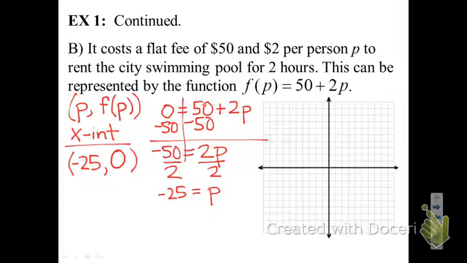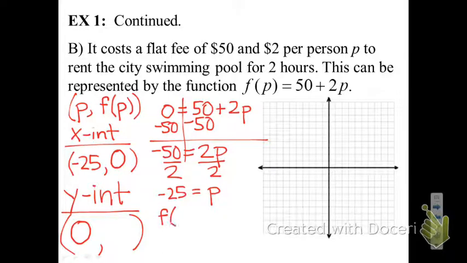Okay, so now we have to try to find the y-intercept, right? For the y-intercept, which of these ordered pair values is 0? The first one or the second one? The first one. We talked about this the other day, right? So what does that 0 represent in our function? X. It's our x value. In this case, you would say f of 0 equals what? Equals 50 plus 2 times 0.